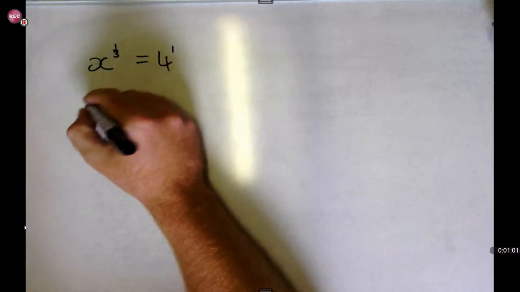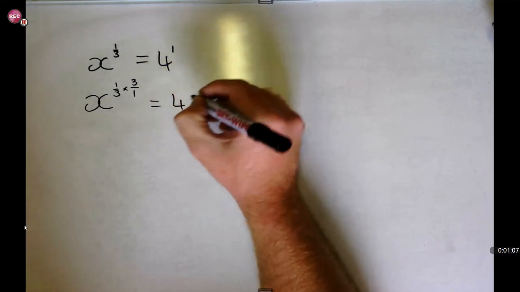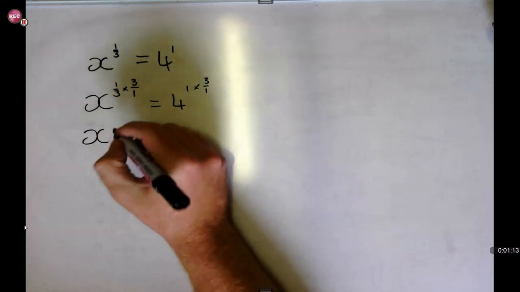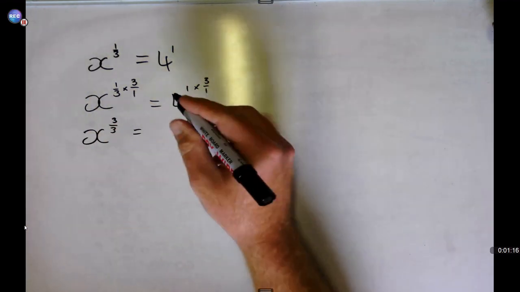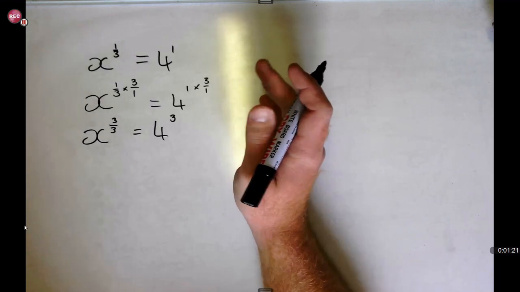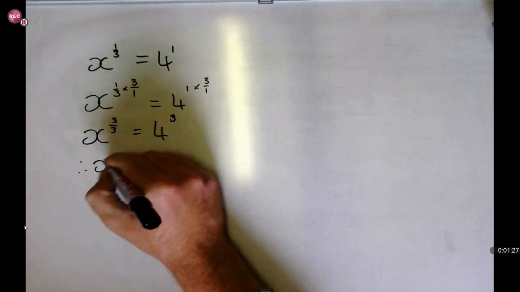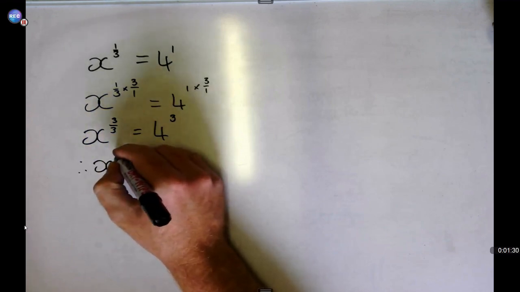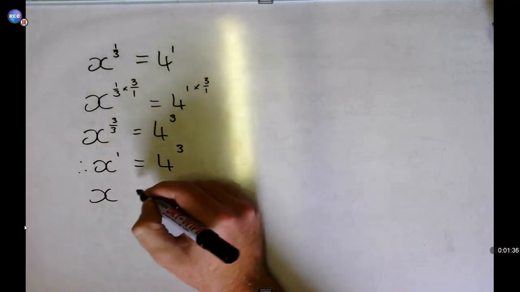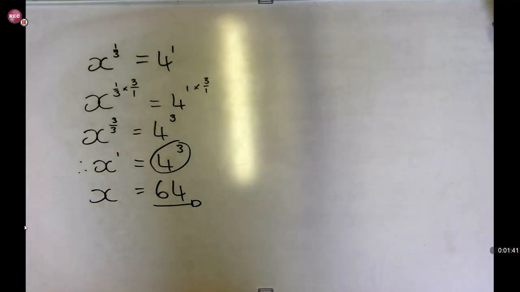So look here. So we'll say x a third, and then when you multiply with the reciprocal, it's 3 over 1 equals 4 to the power of 1 times 3 over 1. Now over here, when you multiply, you'll get x to the power of 3 over 3, and then on the right you'll have 4 to the power of 3, or 4 cubed in that case. Okay. With that, if I solve the 3 over 3, I'll get x to the power of 1, and that would be equal to 4 cubed. Only thing that we need to do now is to just solve for the 4 cubed, and that will give us 64. And that will be your final answer for this question over here.